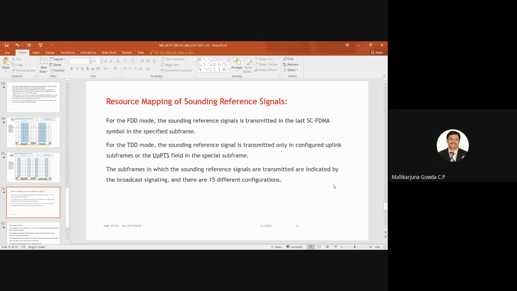Yeah. So resource mapping of sounding reference signals. This is the second reference signal in the uplink. Okay. The first one, what I said, is the demodulation reference signal. So what is the purpose of that?